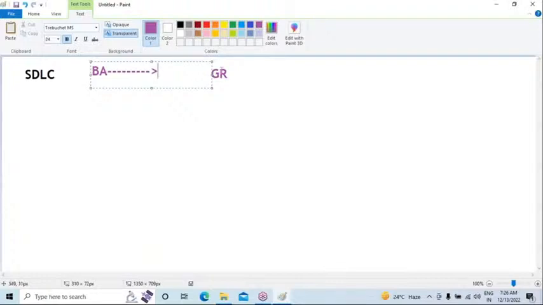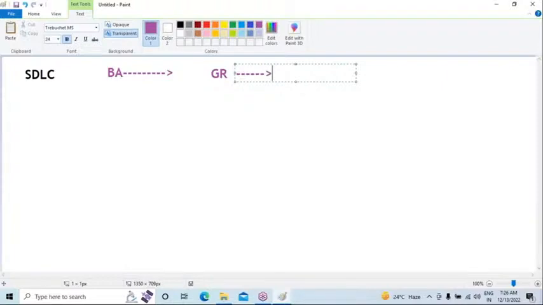Here we have to understand this. The business analyst is responsible for gathering the information from the customer. The business analyst will take an appointment from the customer, and on the appointed date he will meet the customer and place all the information in a document called the BRS document, the business requirement specification document. So here we have to focus on the business requirement specification document.